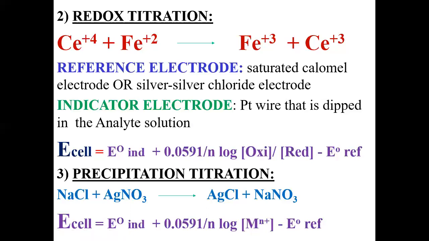And the third type of potentiometric titration is the precipitation titration. What is precipitation titration? When the addition of the reagent from the burette leads to the formation of precipitates, then this formation of precipitates can be used as an indicator for the end point detection.